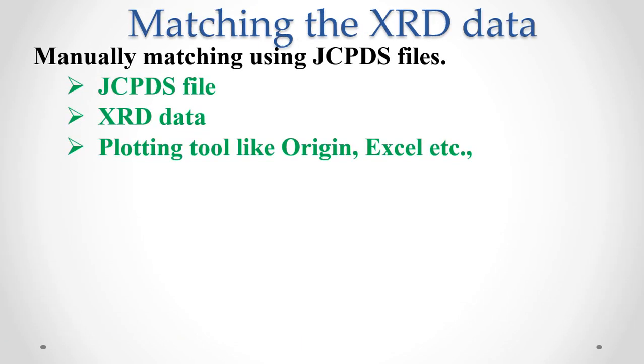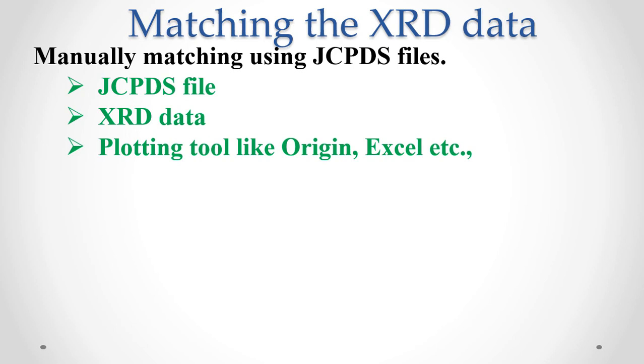After getting the XRD data of your samples, how do you match that recorded data with the standard JCPDS files? First, you have to plot the data in a plotting tool like Origin or Excel, and get the 2 theta values to compare with the JCPDS files. But the problem with matching manually is that most institutions do not have a facility to access the JCPDS software. Also, in this method there is a chance of error in matching your recorded data with the standard JCPDS files.